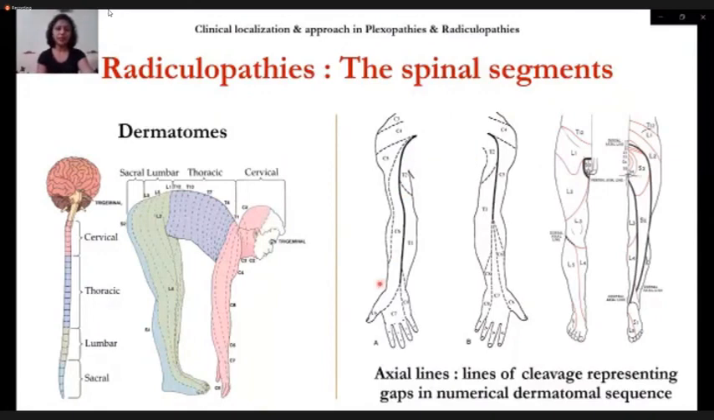These lines of cleavage represent the gaps in the numerical ordering of these dermatomal sequences, and they are referred to as the axial lines. In addition, there are also individual variations in the dermatomal distributions, and these have to be kept in mind while evaluating any patient.